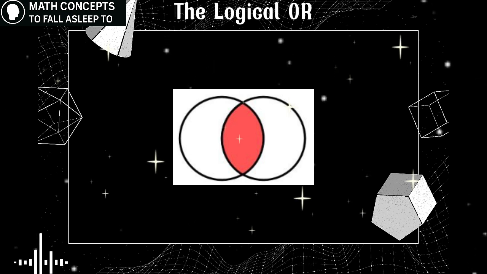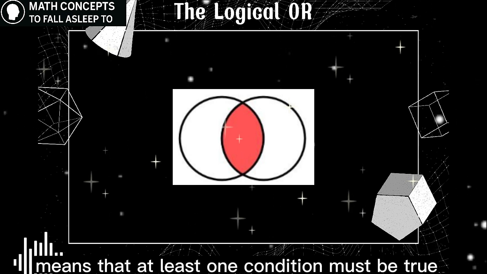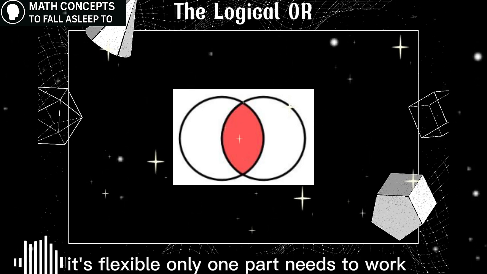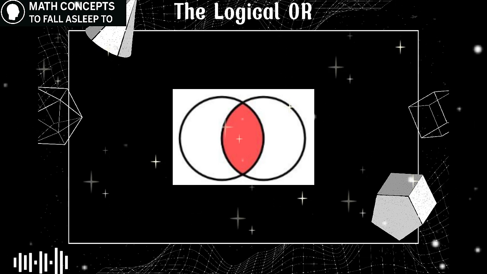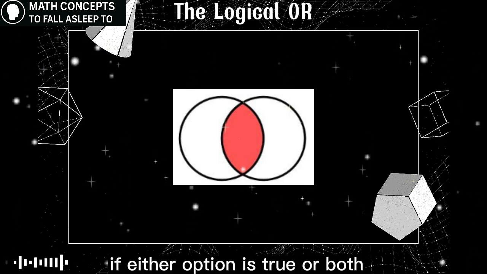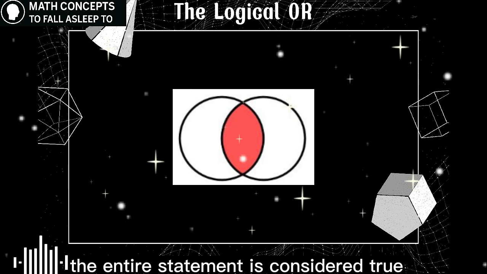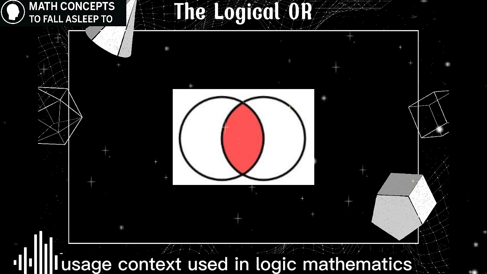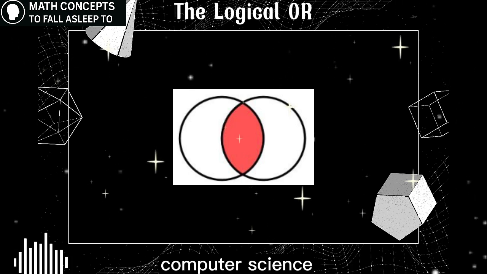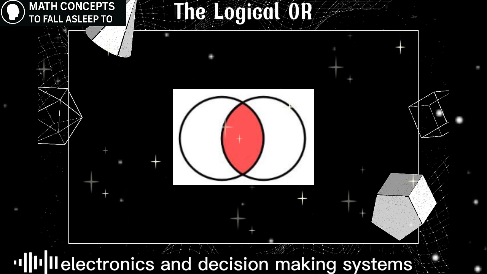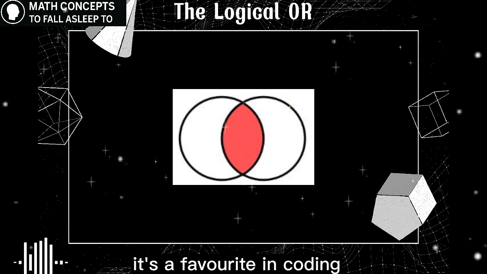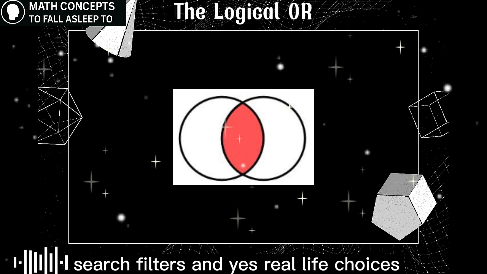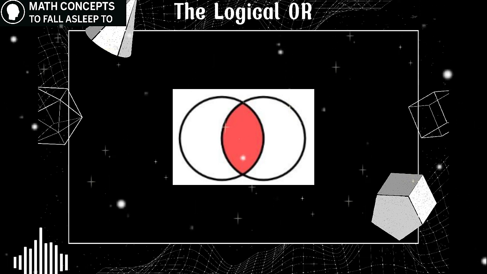Meaning and function. The logical or means that at least one condition must be true for the whole statement to be true. It's flexible, only one part needs to work. If either option is true, or both, the entire statement is considered true. Usage context. Used in logic, mathematics, computer science, electronics, and decision-making systems. It's a favorite in coding, search filters. And yes, real-life choices.